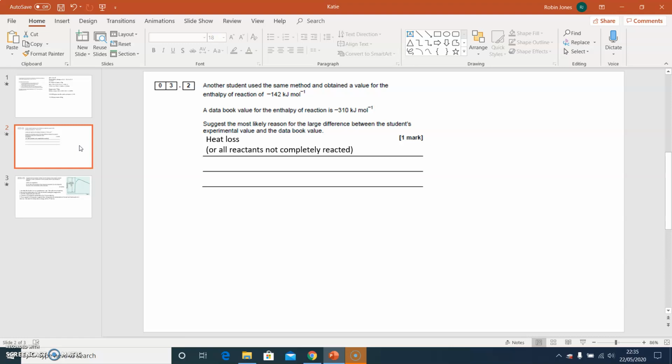The reason that this experiment goes wrong is because you get heat loss. If you get heat loss, then the numbers can be different from those expected. Or in this case, all of the magnesium had not reacted.